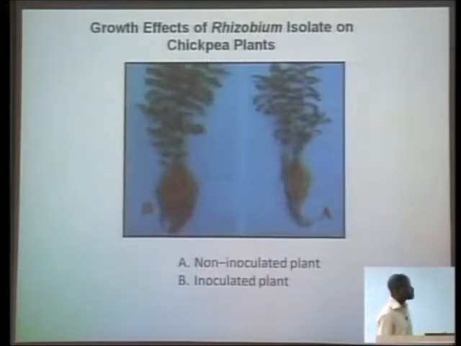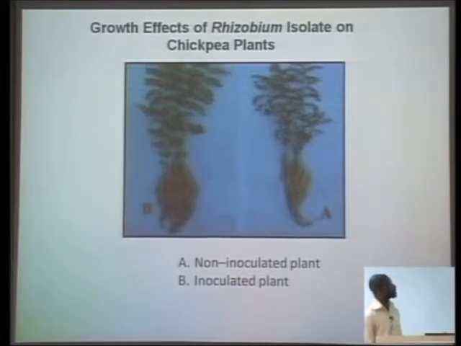In the greenhouse, this picture was taken in the greenhouse, and it shows a chickpea plant that is inoculated with the isolate, and the chickpea plant that is not inoculated with the isolate. And here we can see that the root is very dense, full of nodules.